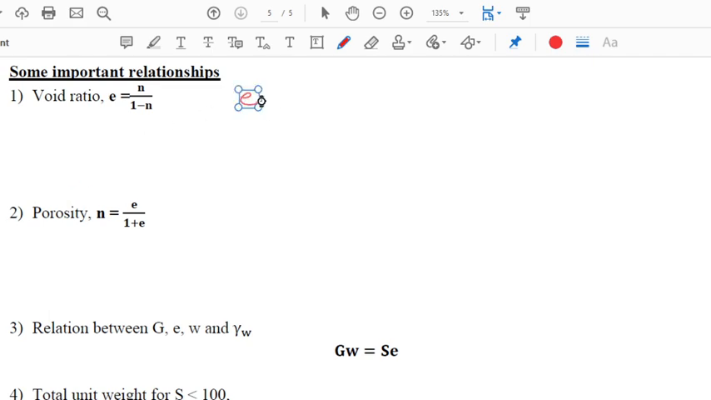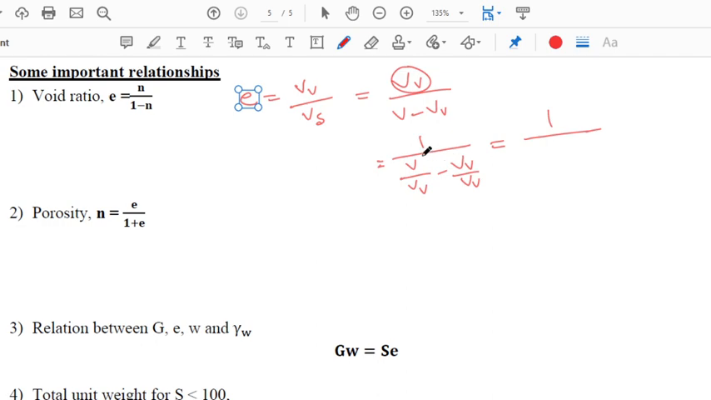Void ratio e is equal to volume of voids divided by volume of solids, right? So volume of solids, can we write it as total volume minus volume of voids? Now I'm bringing this portion down, so what I can write is V by Vv minus Vv by Vv. We know n is volume of voids by total volume. So it's like 1 by n, and this is 1, so it comes out as n by 1 minus n. So e is equal to n by 1 minus n.